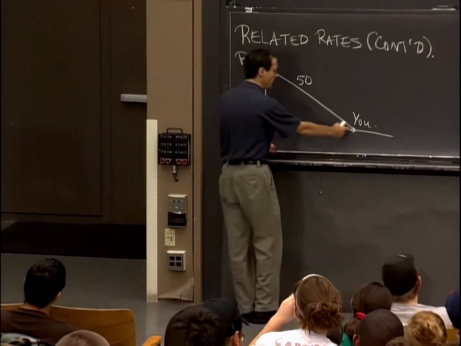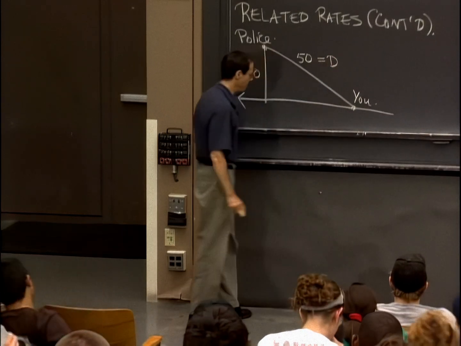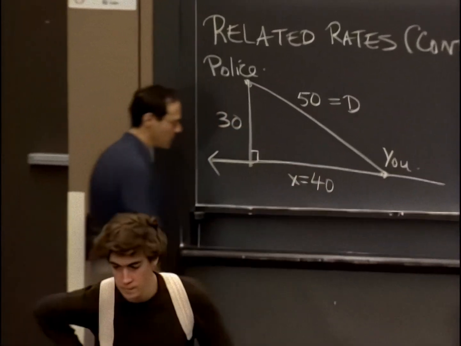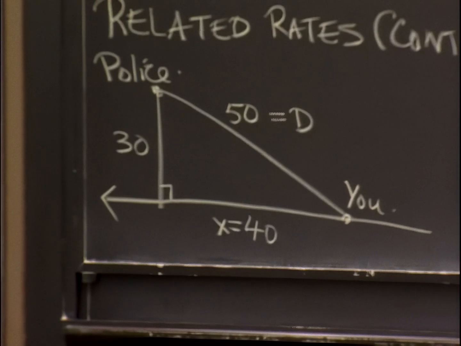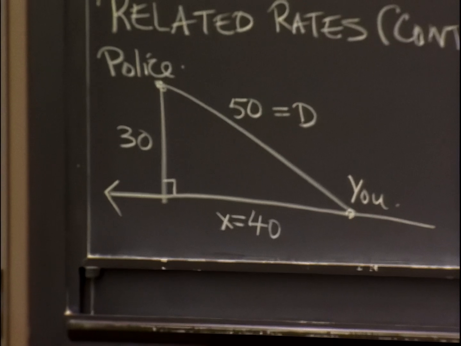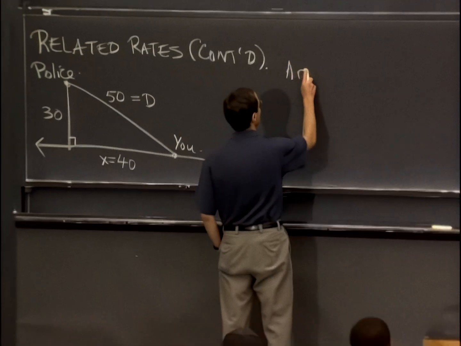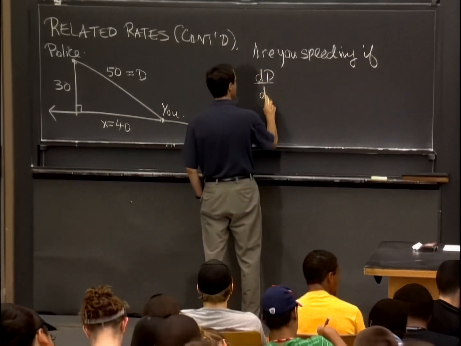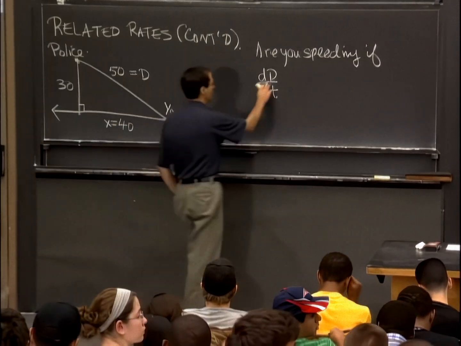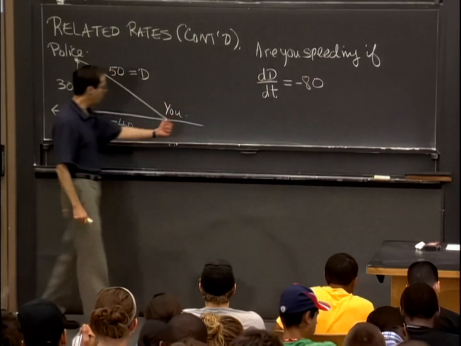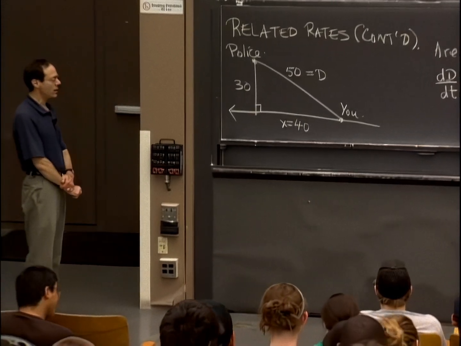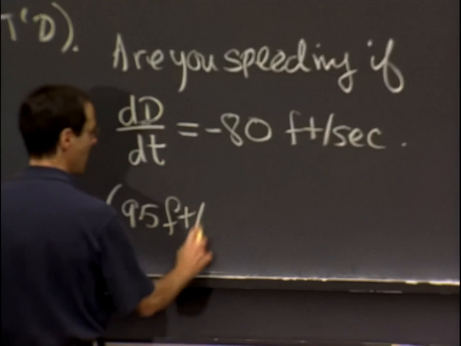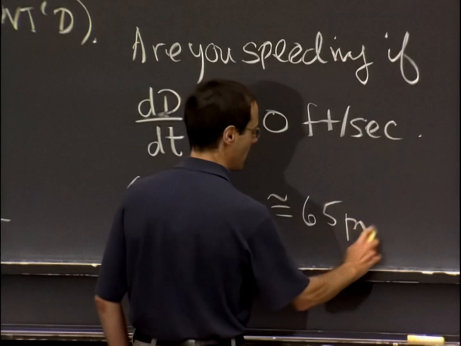So because you're moving, this distance is varying, and so we gave it a letter. And similarly, your distance to the foot of the perpendicular with the road is also varying. At this instant, it's 40 because this is a 3, 4, 5 right triangle. So this was the situation that we were in last time, and we're going to pick up where we left off. The question is, are you speeding? If the rate of change of d with respect to t is 80 feet per second. Now technically that would be minus 80 because you're going towards the policeman. So d is shrinking at a rate of minus 80 feet per second. And I remind you that 95 feet per second is approximately the speed limit, which is 65 miles per hour.